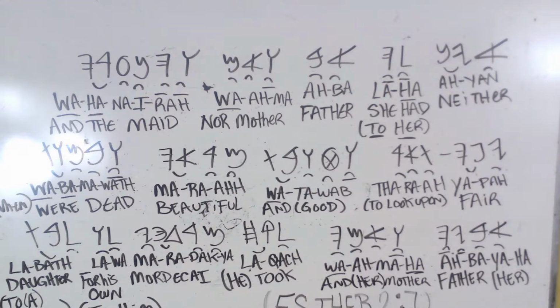Lawa, Labah. Neither had she father nor mother, and the maid was fair and beautiful. When her father and her mother were dead, Mordecai took her for his own daughter. Okay, so that was the second part of it. Now I'm going to read to y'all the whole thing through that we did in Hebrew.